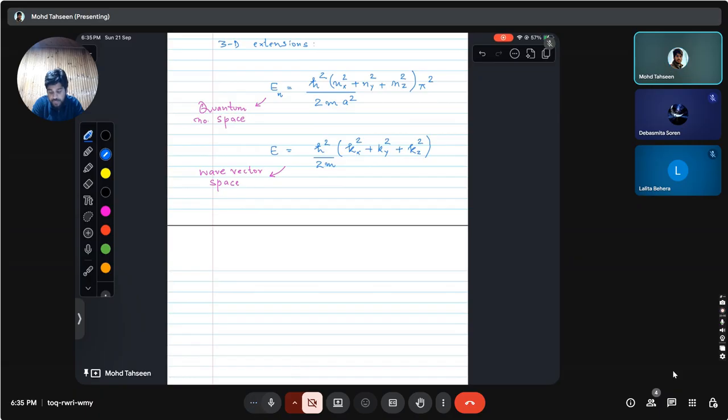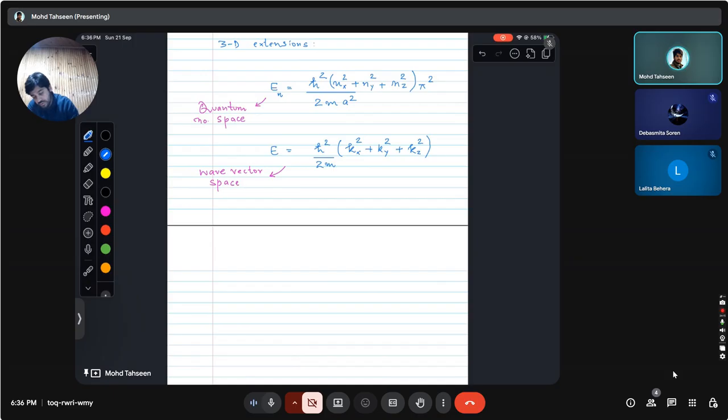And now let's see what happens for a constant energy. If the energy is constant, Planck's constant is already a constant. The mass is not going to change. The confinement can change, but for a moment let's assume that this a is constant. And pi squared is already a constant. So for a given value of energy, this sum is constant.